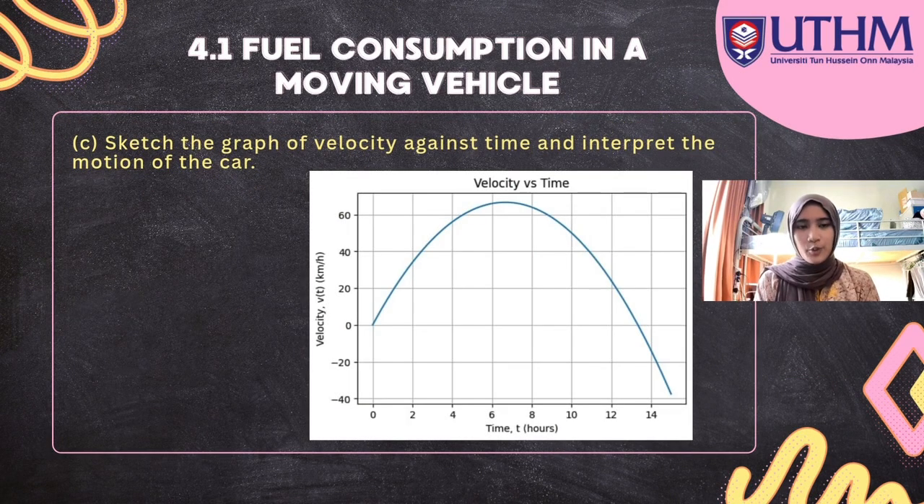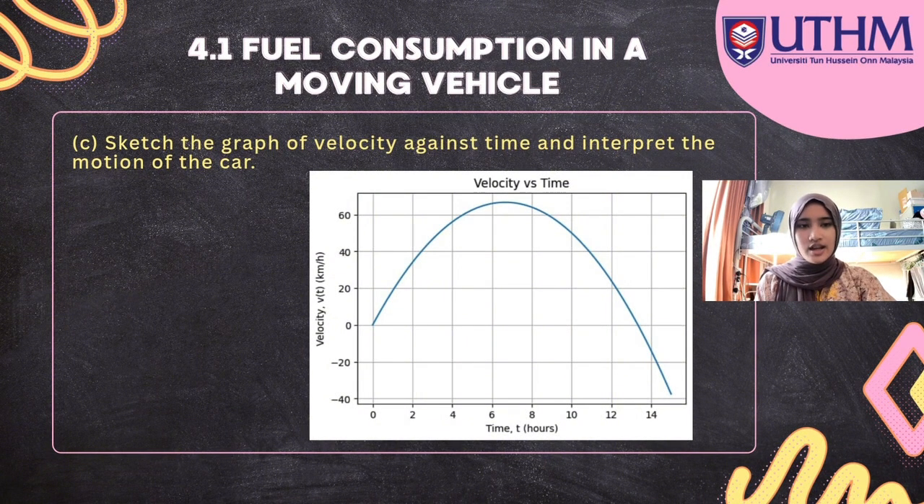Next, for question 4.1c, the graph shows the relationship between velocity and time. At the beginning, when time equals 0, the velocity is also 0, indicating that the vehicle starts from rest. As time increases, the velocity increases steadily, showing that the vehicle is accelerating.